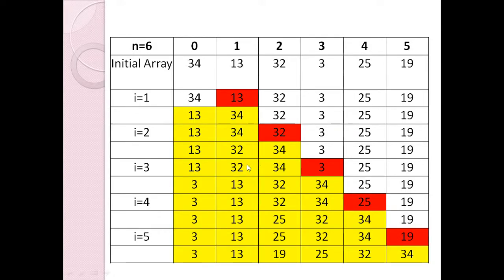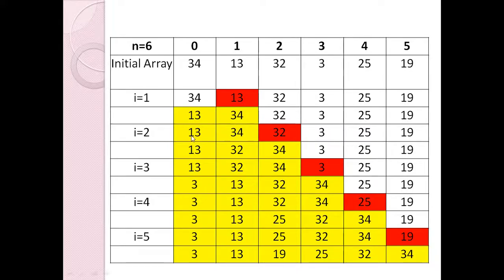How is it done? In the i equals 1 step, we take the element at position number 1. So this is 13. Now this 13 is inserted at the appropriate place from 0 to 1. The appropriate place for 13 is the 0th position. So 34 is shifted towards the right, this position is vacated, and 13 is inserted here. So now after the i equals 1 step, the array 0 to 1 is sorted.